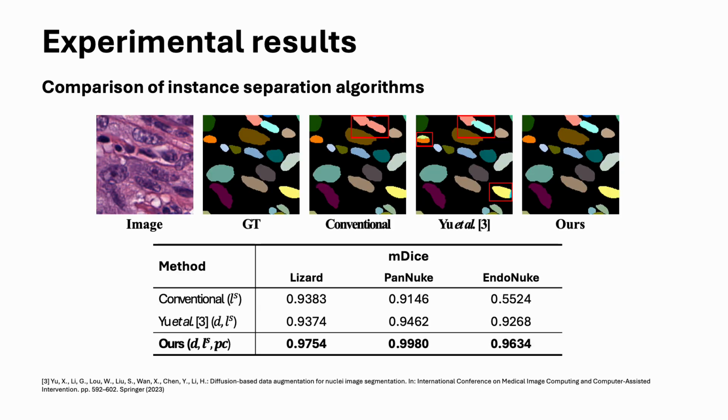We further analyzed the performance of our model in instance separation tasks, comparing it with Yu et al.'s method and a conventional algorithm. On all the datasets, our model outperformed others with a higher mDICE score, achieving values like 0.975 on Lizard and 0.963 on Eczema, demonstrating the efficiency of the nucleus centroid condition for instance separation.